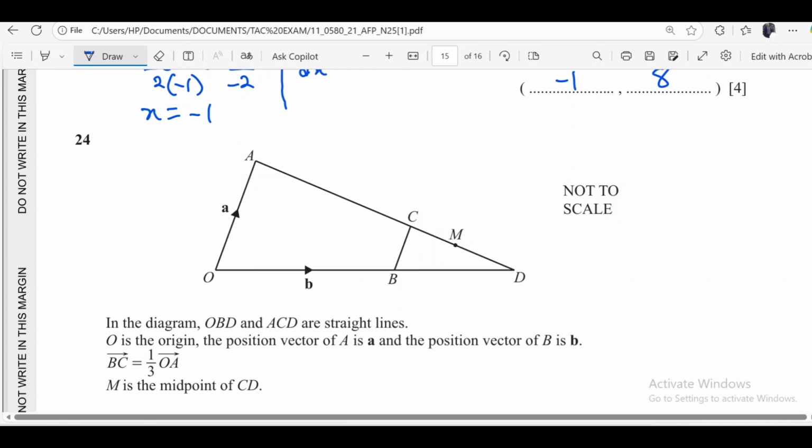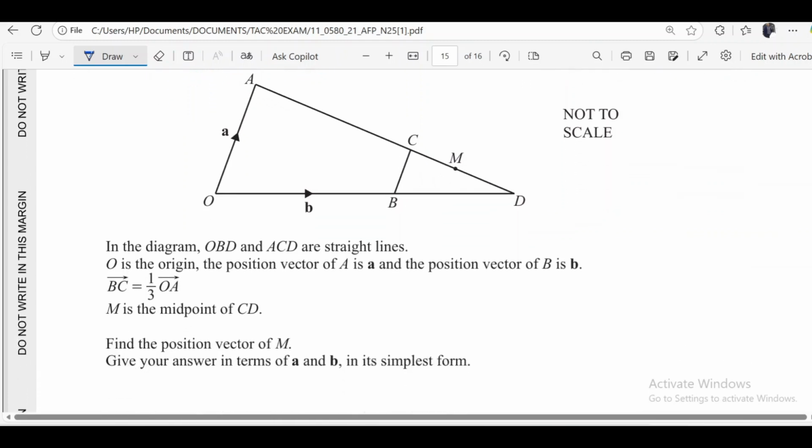We are told that M is the midpoint of CD. So find the position vector of M, which is OM, that is from O to M, that's the position vector. We draw a line from O to M. This is what we are looking for.